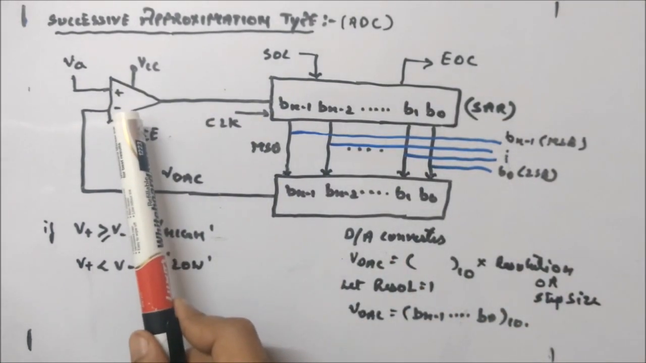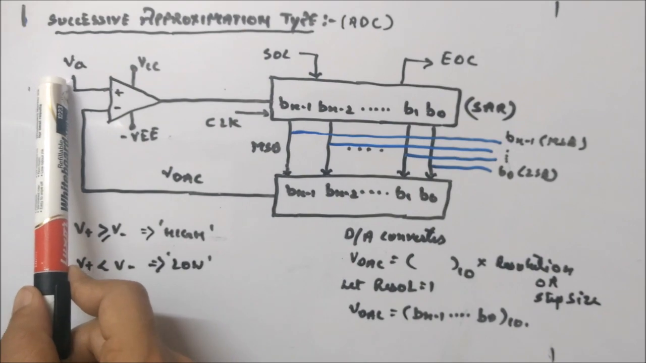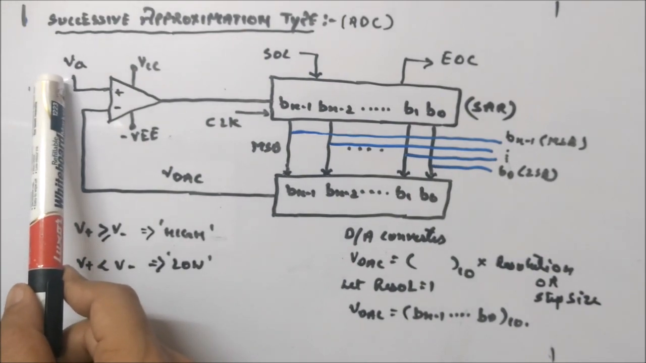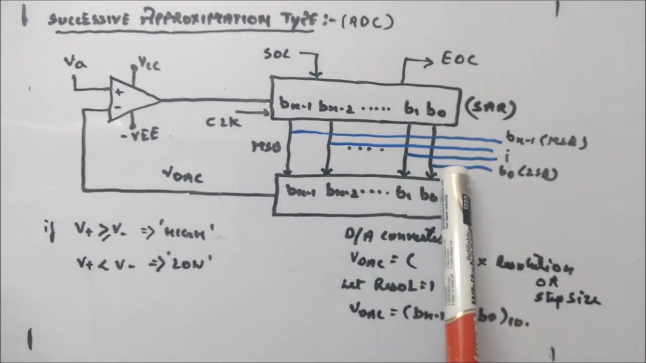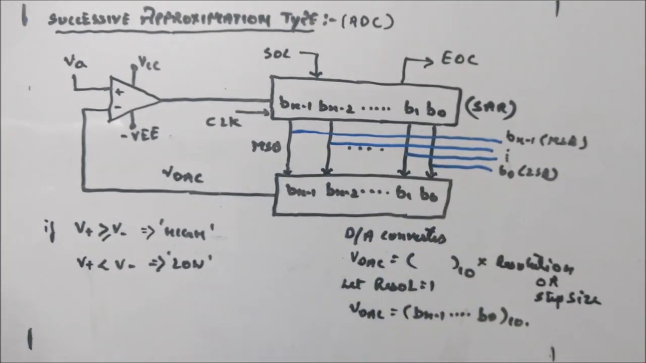This is the successive approximation register. This is a comparator. The analog voltage that you want to convert into digital will be applied here. There is a clock. This is the MSB, and this side will be the LSB. Okay, so how does this work?